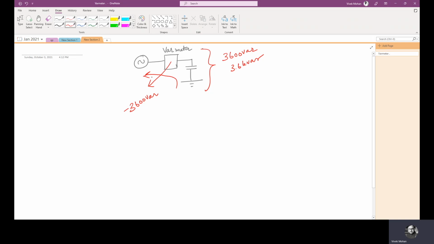So the generator is now behaving like a reactive load, even though sometimes we prefer to call it a receiver of reactive power, which of course means the same thing, the reactive load. Okay, so a capacitive reactance always generates reactive power.